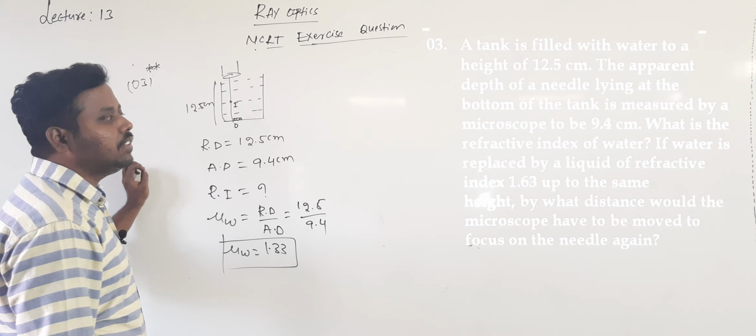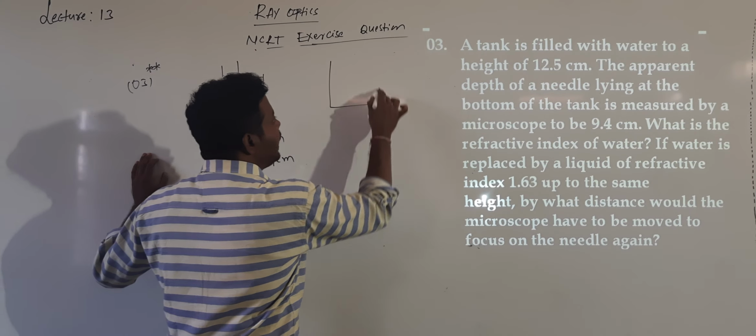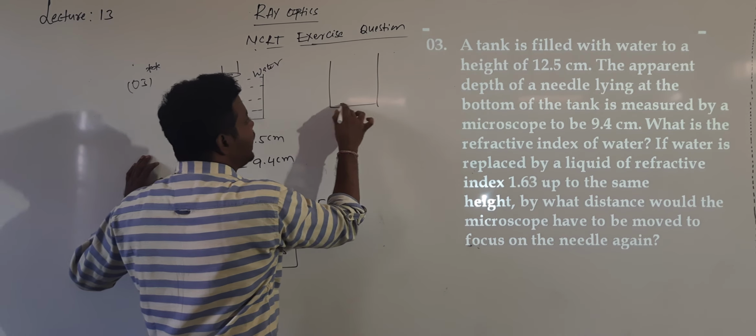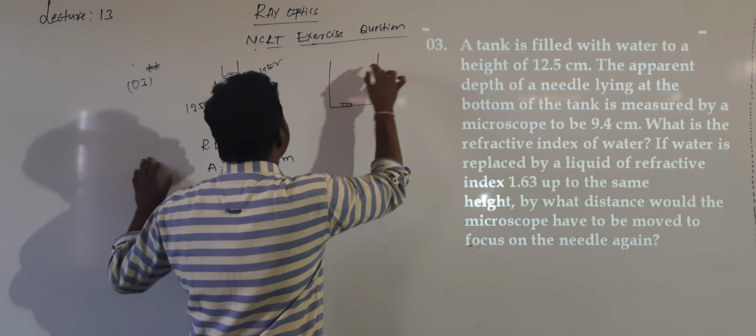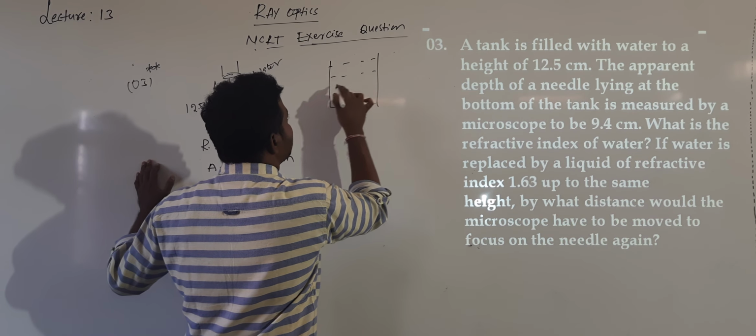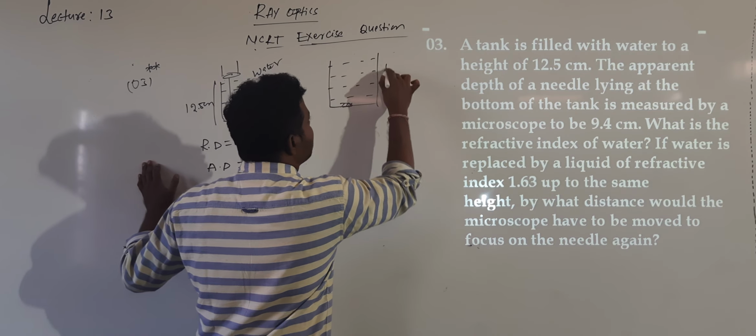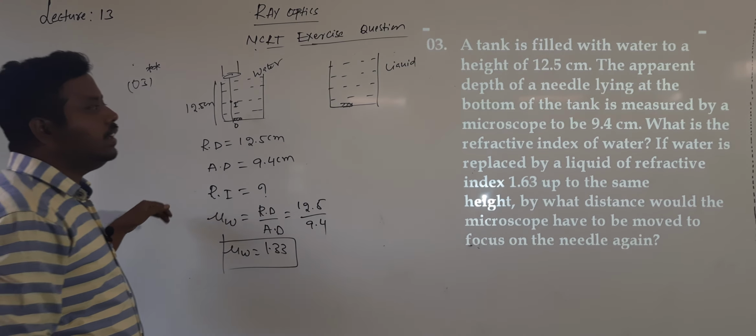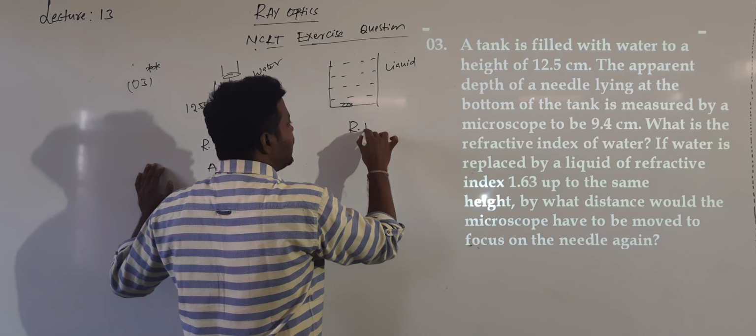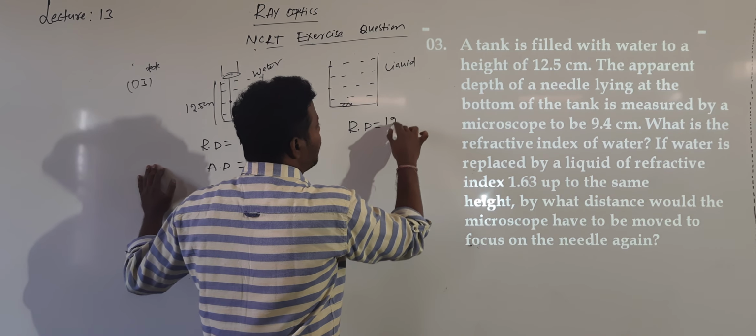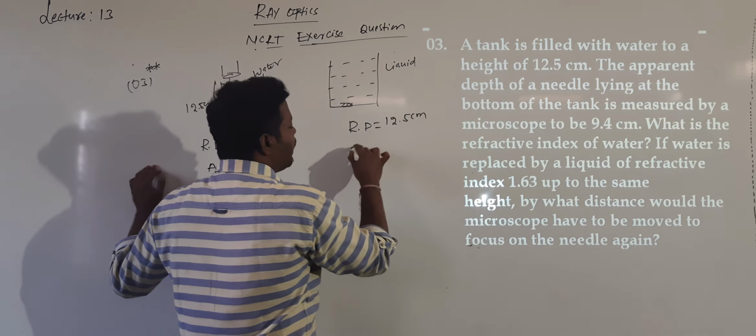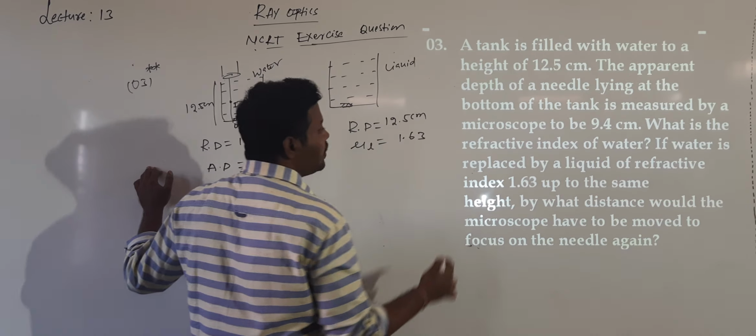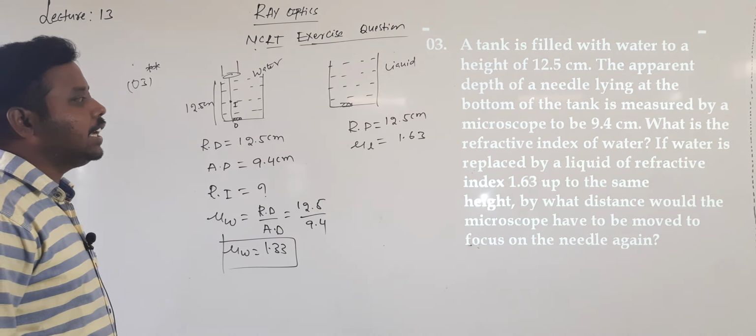If the water is replaced by another liquid. The second time they replaced the water. First time it is with the water, and the second time the same needle was there. It is replaced with some liquid. When it is replaced with some liquid, the real depth value will not change. The real depth value will be equal to 12.5 centimeters only. And the refractive index of the liquid is given as 1.63. Understood? 1.63 up to the same height.